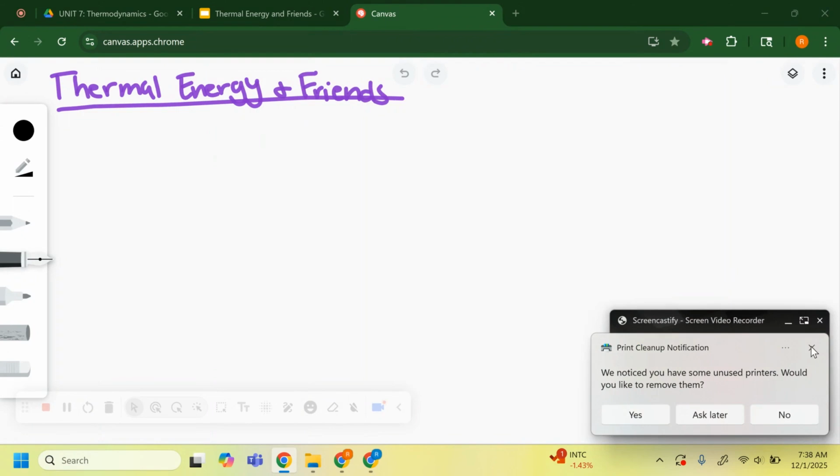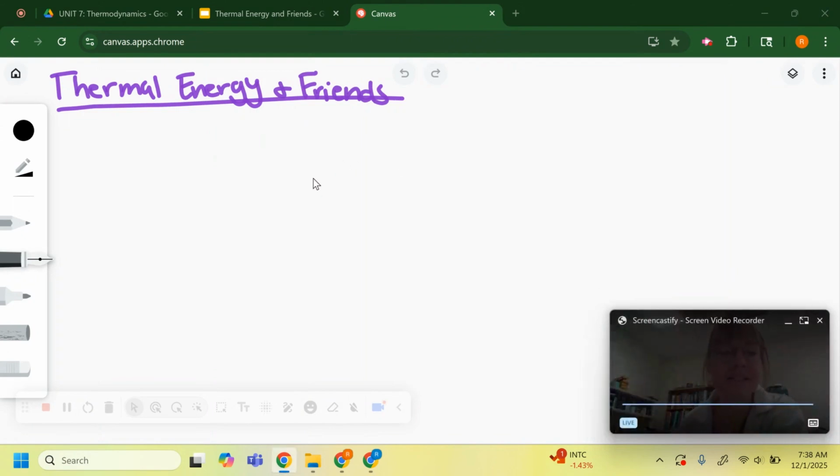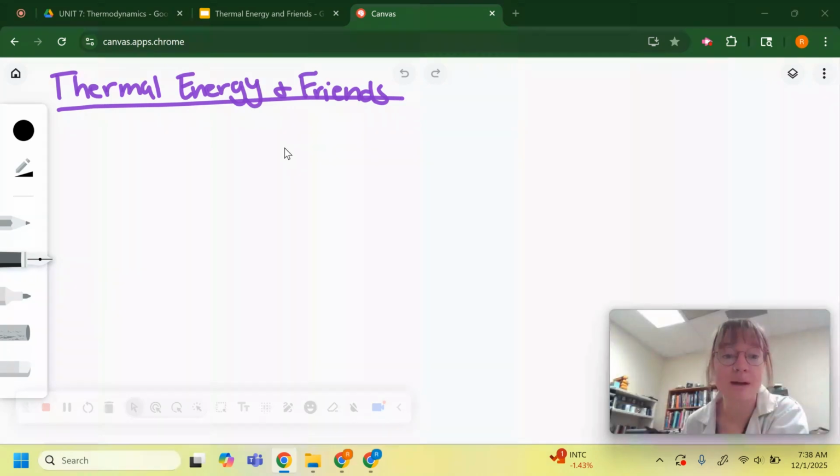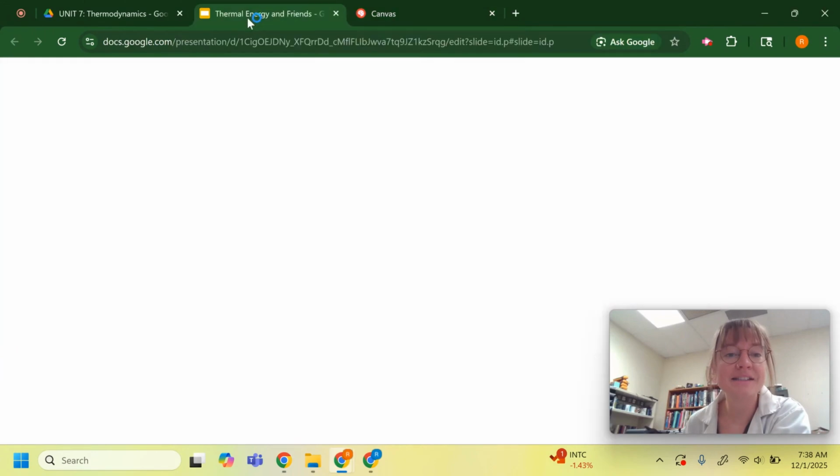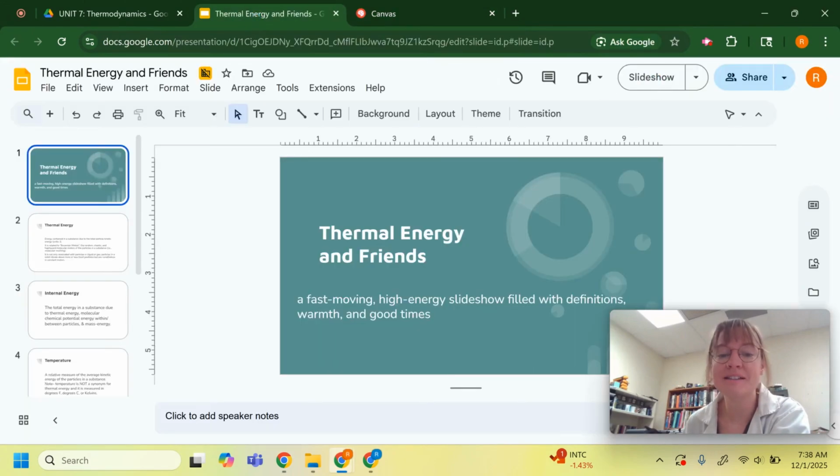That is fun. We'll see that there are some distinctions between these vocab words, and so we're going to take a look at those today. And today I do have for you a slideshow. Today we are talking about thermal energy and other related concepts.